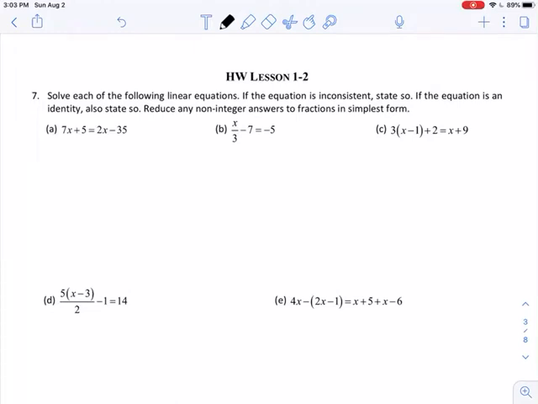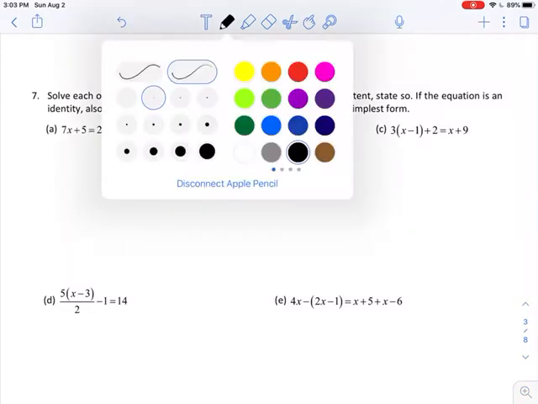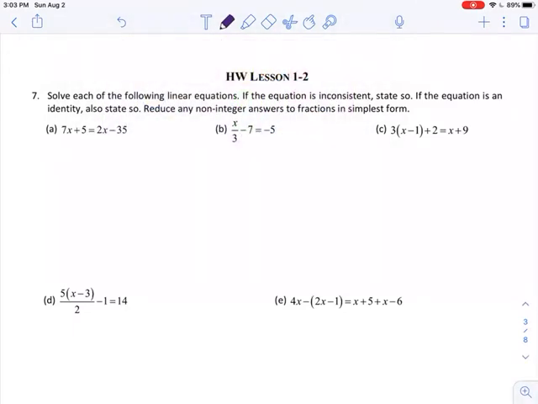Hi Algebra 2, this is Unit 1, Lesson 2, homework answers. So here we're going to be solving some equations. Again, it should just be a review of stuff that you have done back in Algebra.